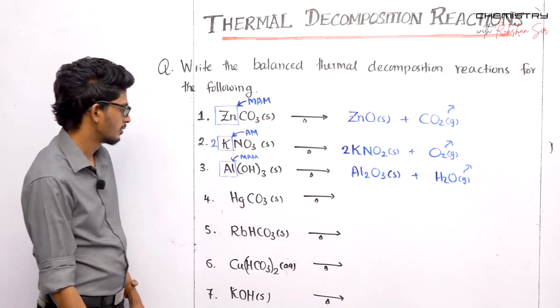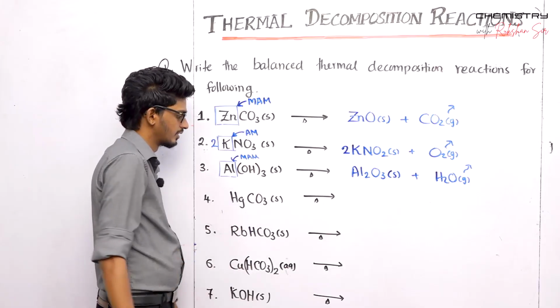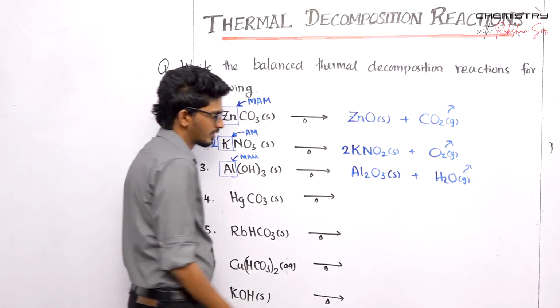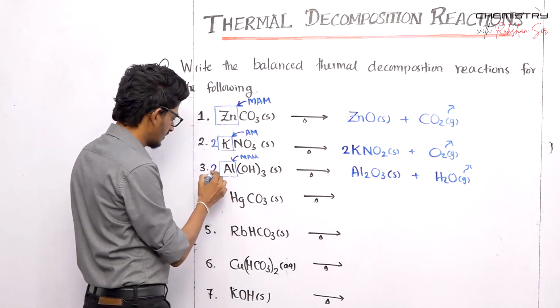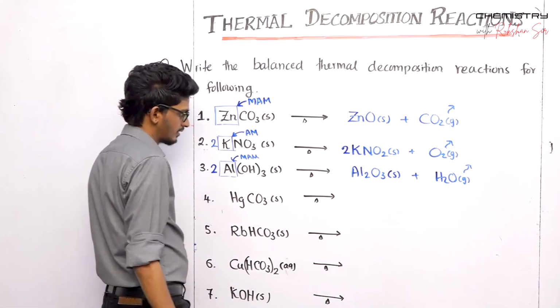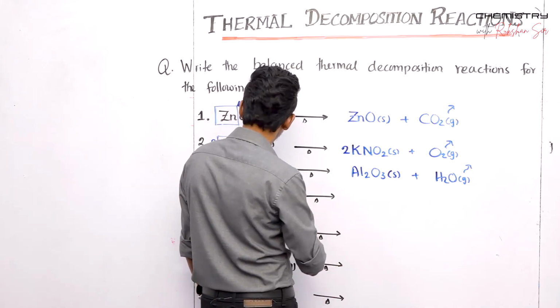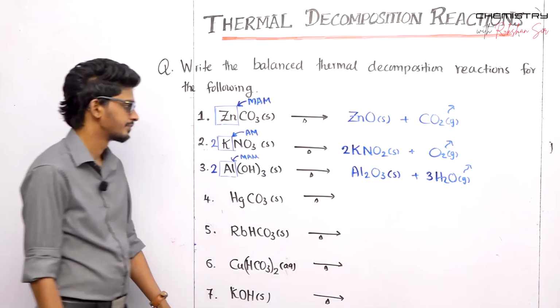Right? Just try to balance the stuff, right? So 3 hydrogens, 3 oxygens, right? So not good. So this can't be 2 here. 2 aluminiums, 6 hydrogens and 6 oxygens, right? So that is done, no?